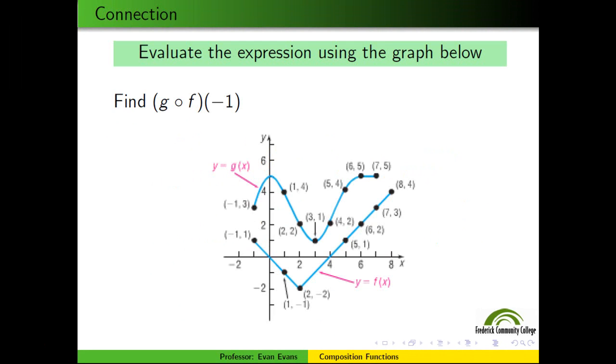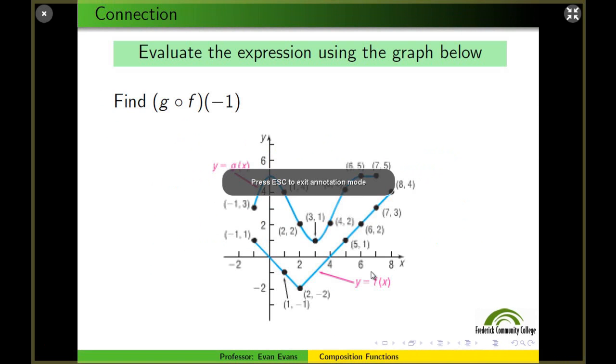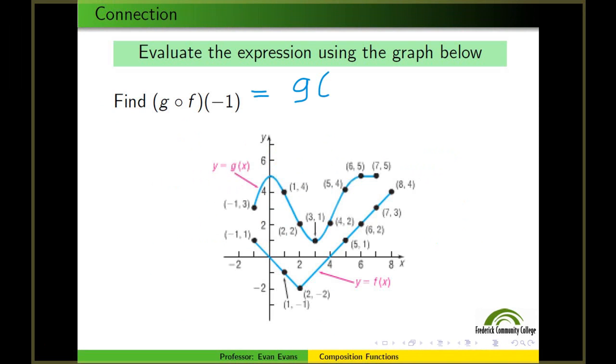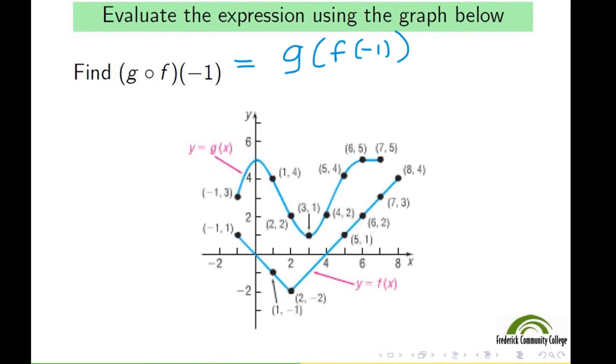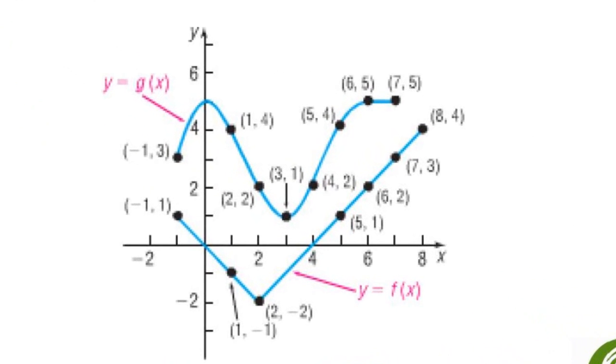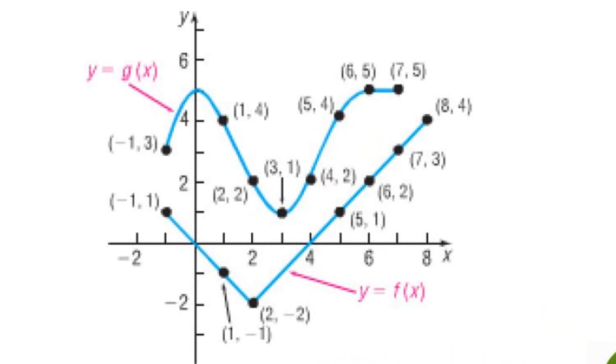And last but not least, you're going to be asked in this section to evaluate the expression using the graph below. Sometimes in your homework you're going to be asked to find g of f of negative 1. Well, the trick is, remember that this is nothing more than g of f of negative 1. So I've got to first locate my f graph. My f graph obviously is this line right here. Here's my f graph, and there's my g graph up here. So it says f of negative 1, so I've got to first find the value of f of negative 1.